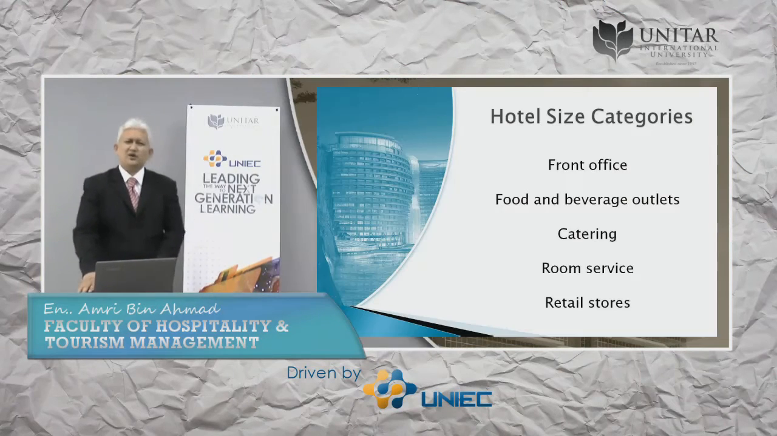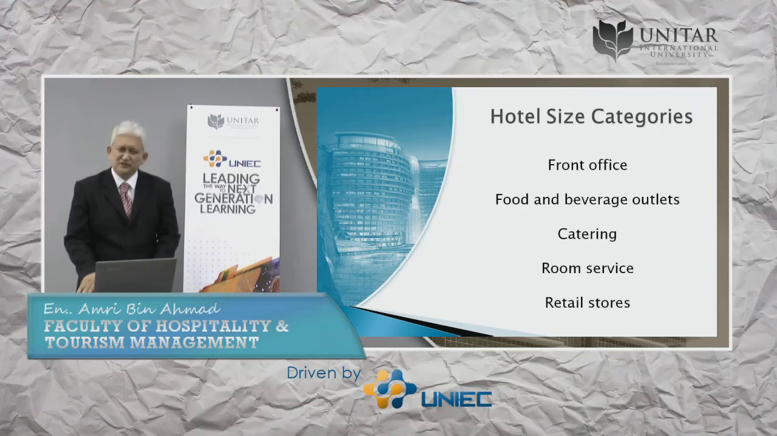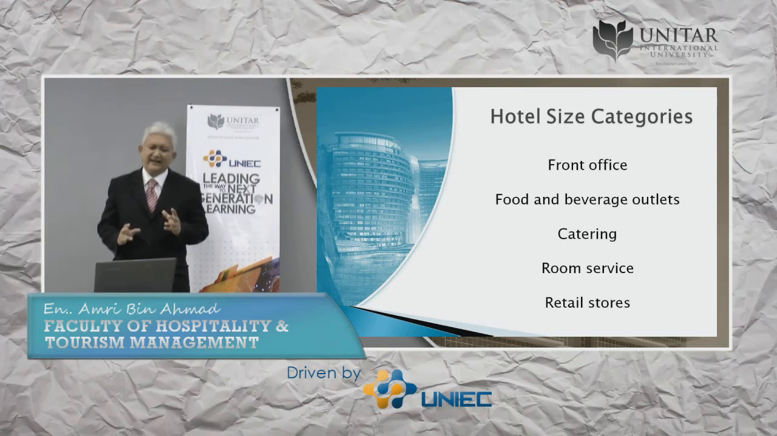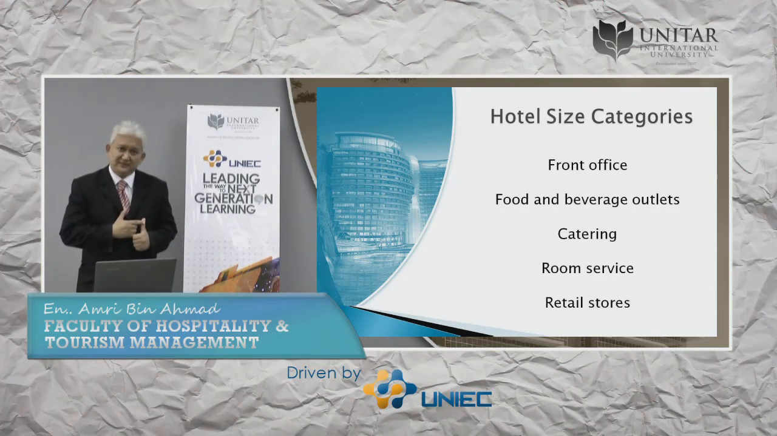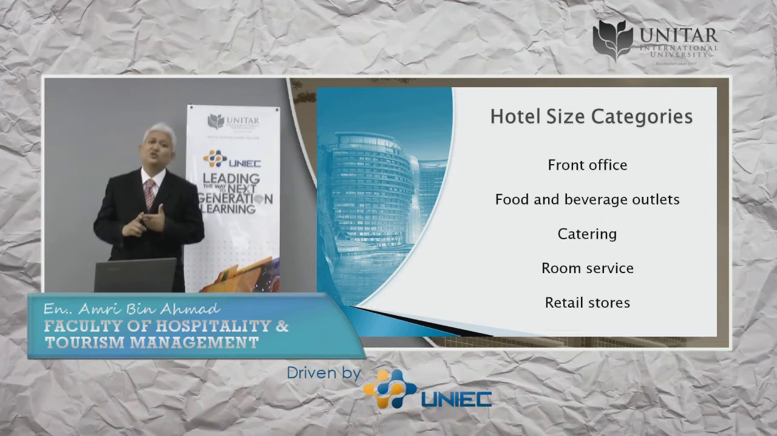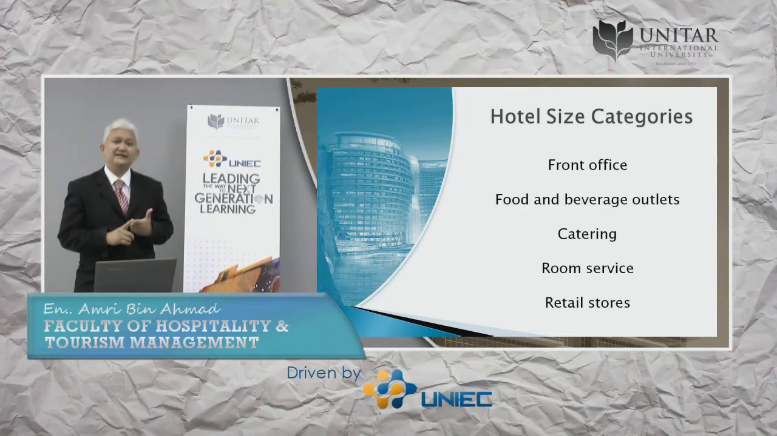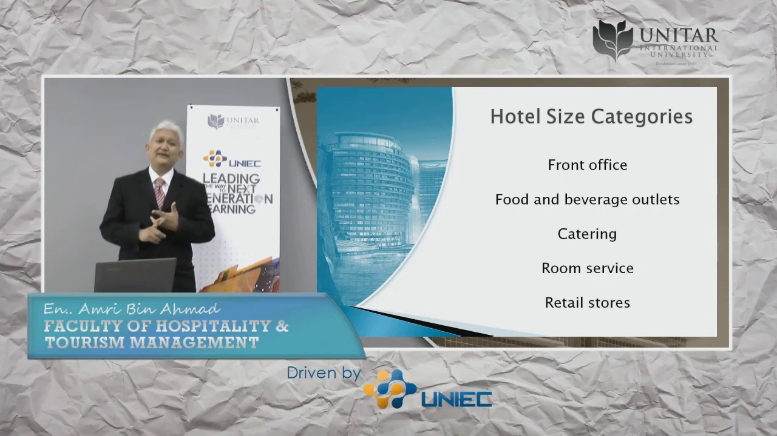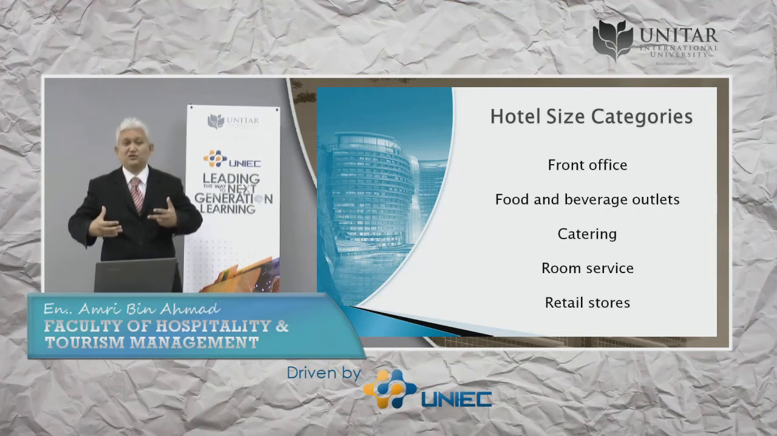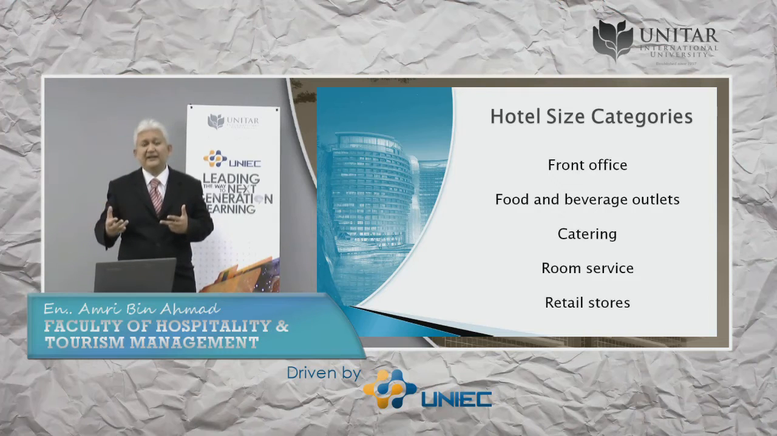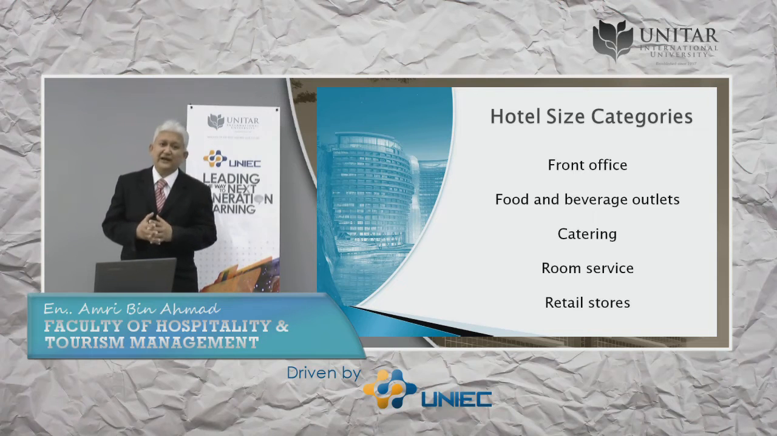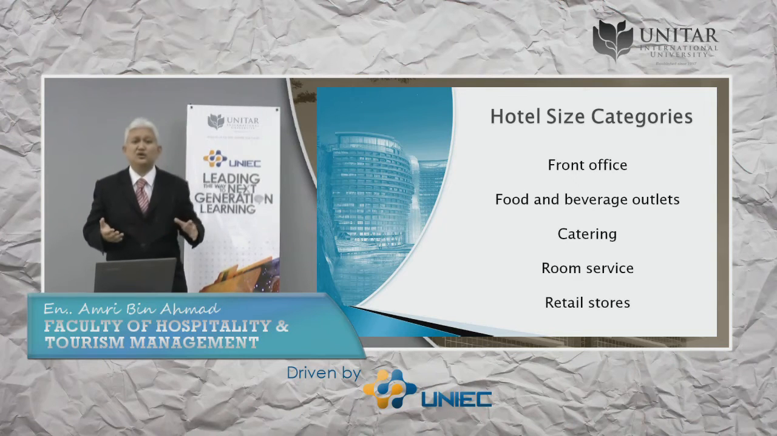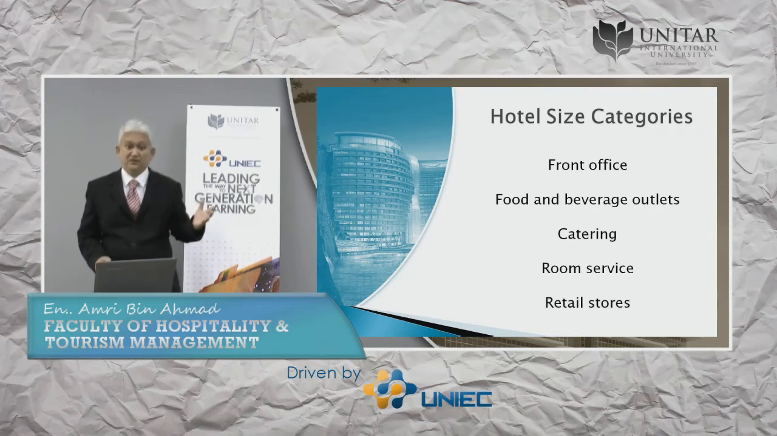When we talk about front office, they are part of the revenue centers. That means in hotels, there are 5 revenue centers. Number 1 is the front office department itself because of the rooms revenue. Number 2, food and beverage outlets from the selling of food and beverage. Number 3 is catering, whereby some hotels also provide outside catering. Number 4, room service is also revenue to the food and beverage. And number 5 is the retail store, whereby usually 4 and 5 star hotels will have a retail store where they sell souvenirs of that particular hotel.